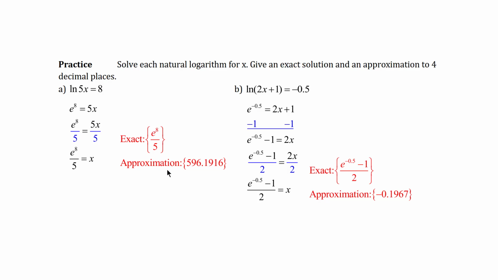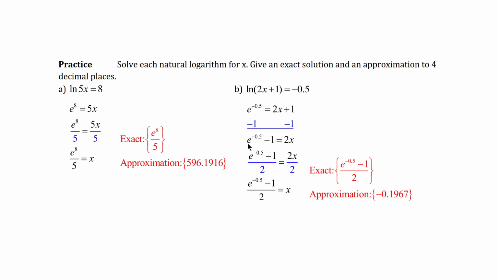For the approximation, I have a set of curly brackets and 596.1916 on the inside. For part B, we rewrite this as an exponential equation. We get e to the negative 0.5 power equals 2x plus 1. Next, we solve for x by getting rid of the positive 1. We just subtract 1 from both sides of the equation.